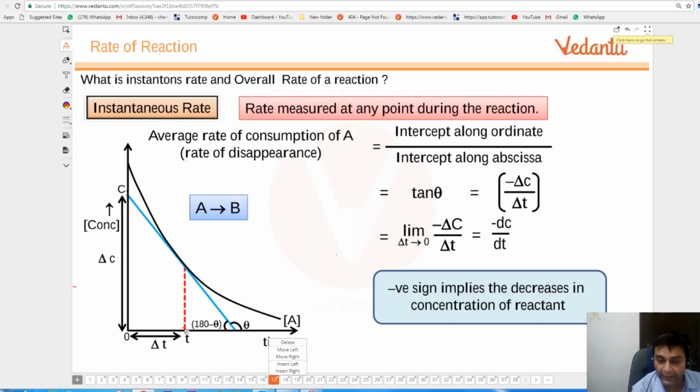What do you do? Suppose I want to find the rate at this time t. Draw a perpendicular here, and at this point of the line, draw a tangent that I'm showing by the blue line. So this to this is the time t, and this to this is the change of concentration, right? So find the intercept along the ordinate and abscissa. And tan theta, you know what tan theta is now? This upon this is tan theta. So minus delta C upon delta t. So the limiting value, this dC upon dt, right? Negative sign only indicates the concentration is decreasing. In the board examination, we have to show the negative sign, and then you have to show that the negative sign indicates only that the concentration is decreasing with time.